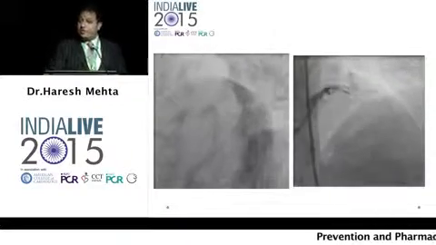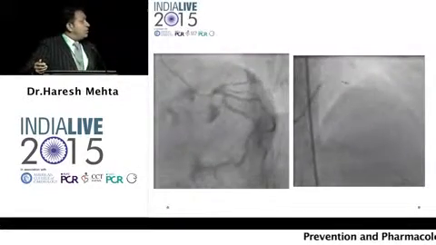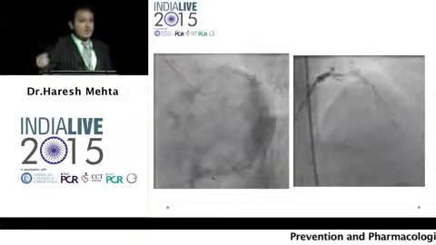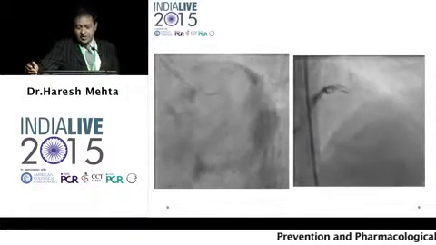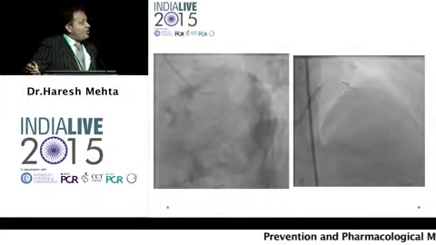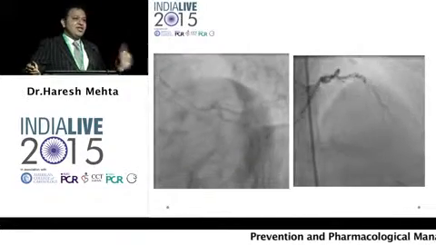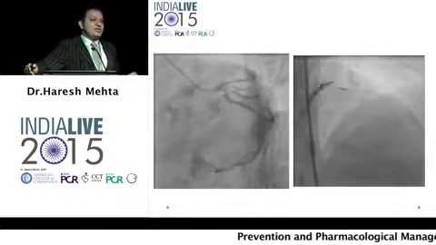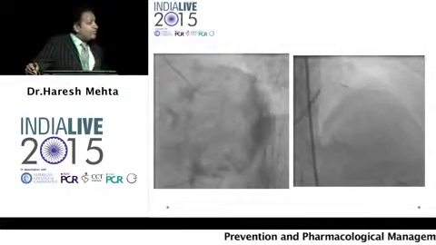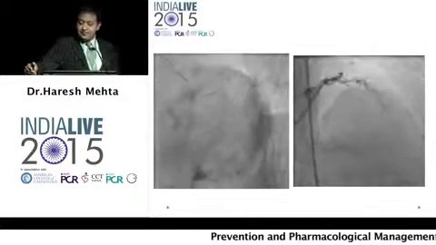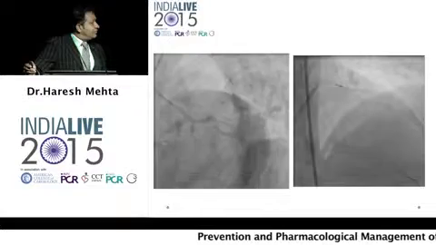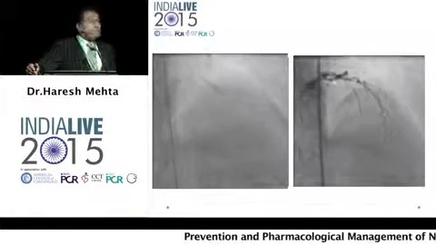This is what I was telling you. Can we run the first one? Yeah. So this is a case similar to the one Dr. Shetty showed you. But mind you, this is not an acute coronary syndrome. So we put an IVUS probe. We'll show you why. Can you run it, please?